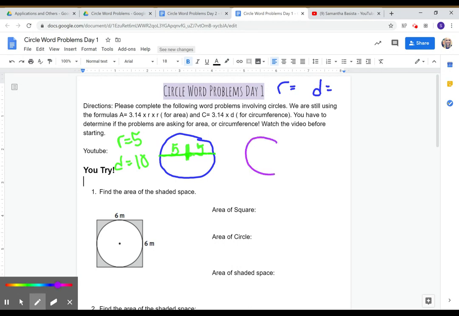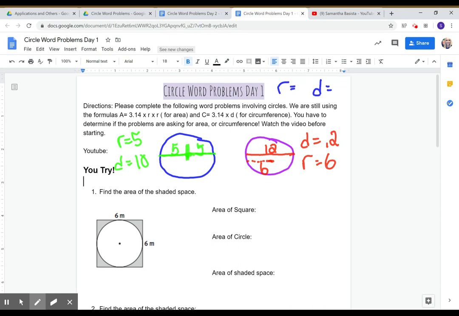So again, I have a circle here. This time I'm going to give you the diameter. The diameter is when I have the line going from one end to the other end. It does not stop halfway. So if I had, let's say, a diameter of 12, from one end to the other end, it is 12. The radius would be half of that. So if the whole piece is 12, half of that would be my radius, which would be 6.